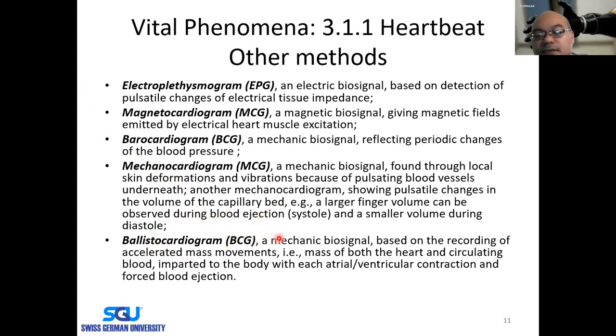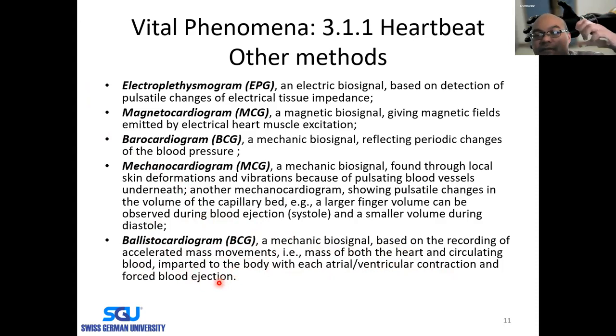Then ballistocardiogram (BCG). This is also a mechanical biosignal based on the recording of accelerated mass movement. It is the mass of both the heart and the circulating blood imparted to the body with each atrial or ventricular contraction and forced blood ejection.